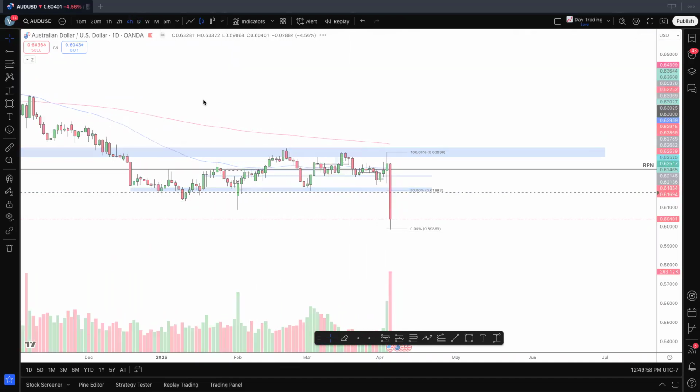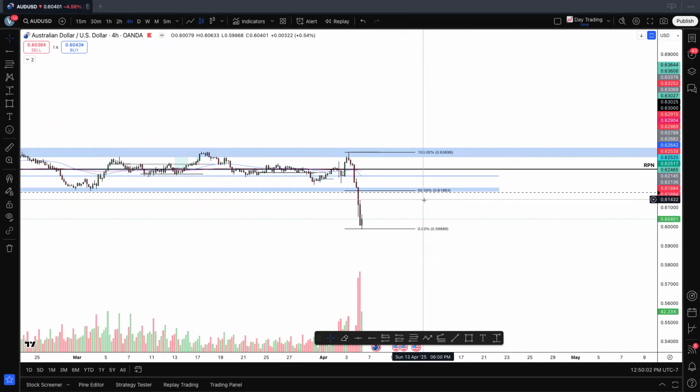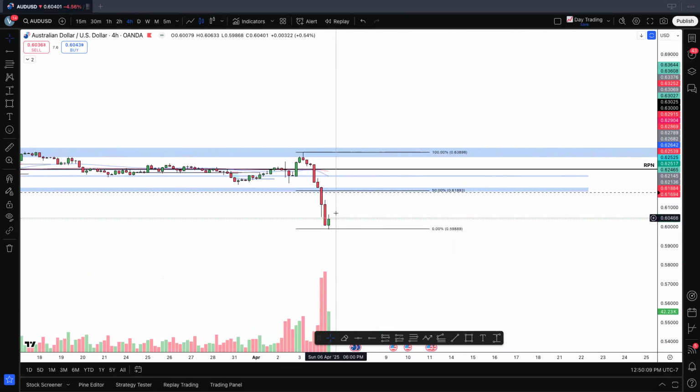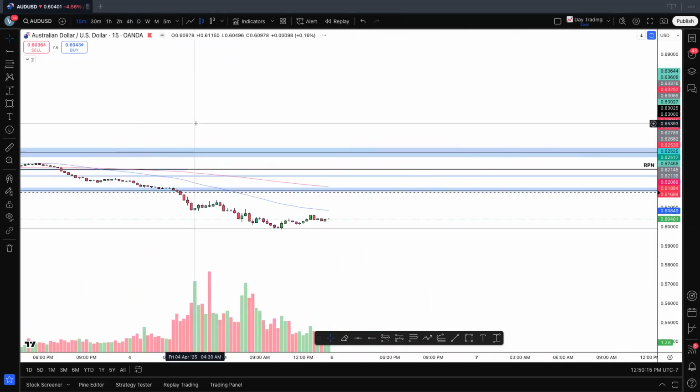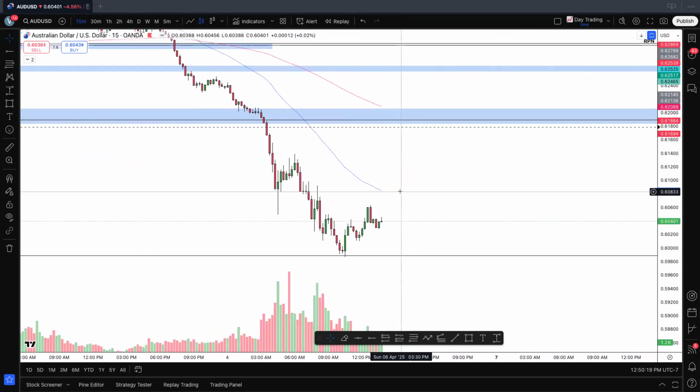If you go down to 4-hour, we can see that if we add Fibonacci to this level, 50% aligns pretty well with this area of structure. And we're just starting to see bullish signs on this chart right here. So it could be a good reversal point. If we go down to 15-minute, this time frame shows that price is starting to reverse back to this area with the EMAs. Price, this was the lower high, this was the lower low.